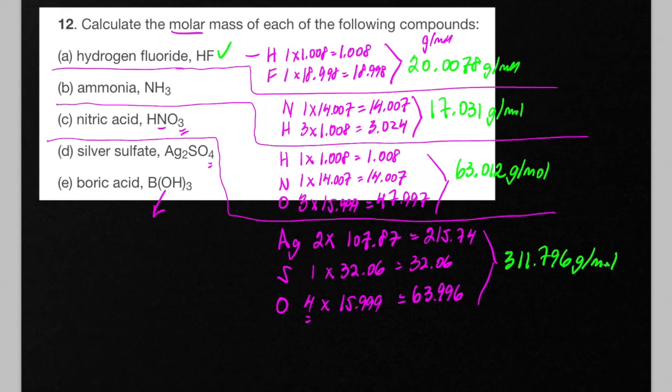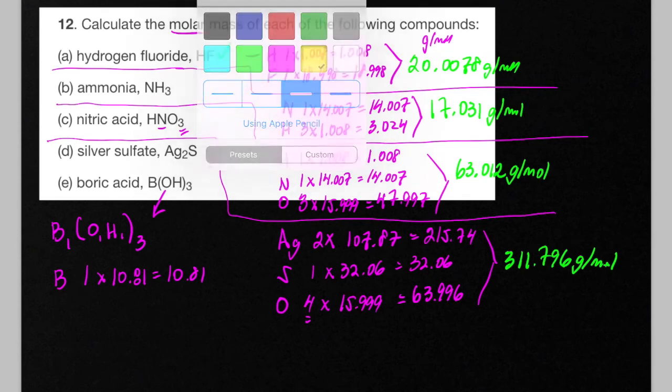Okay. Next, we have boric acid. Before jumping into this, I just want to make sure that you know how to deal with the subscripts in this formula. I'm putting in the ones just to help explain this. Now, boron is outside of the parentheses, so we just have one of those. And boron, it's number 5 on the periodic table, has an average atomic mass of 10.81. Okay, so nothing fancy there.